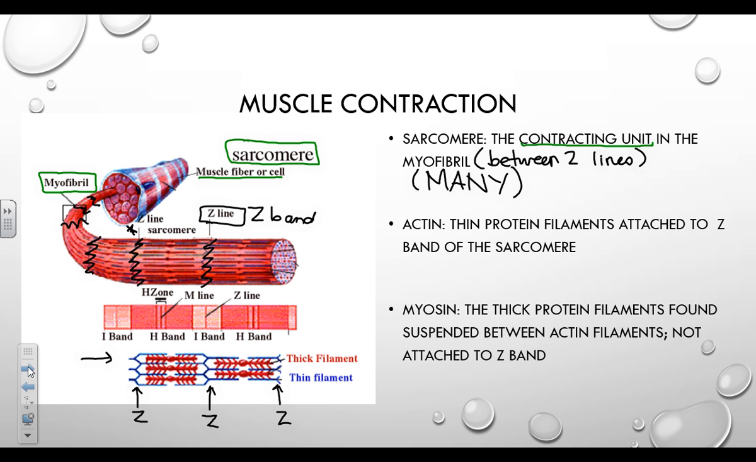Inside the sarcomere, then, you have two different filaments. You have the thin filament, which is called actin. Actin is a protein filament. Filament means like a string or like a long piece of something. Two key things here. Actin is thin, and I'm highlighting that because the other one we'll see is thick. The other thing, it's attached to the Z band. On the picture at the bottom, you can see that the Z band and the blue lines are all one thing. So the actin is physically attached to the Z band.